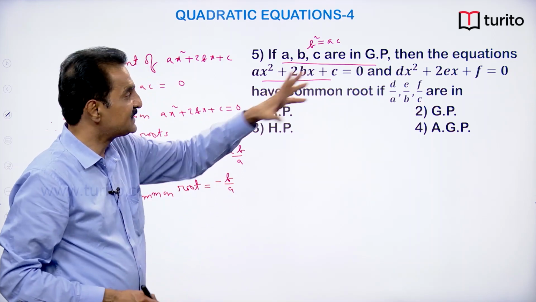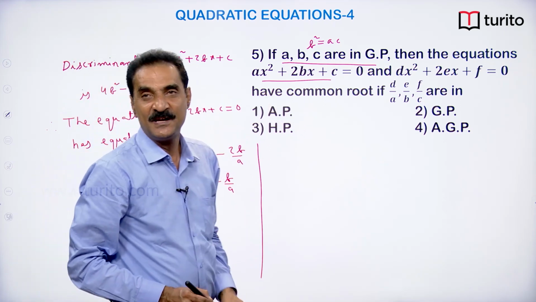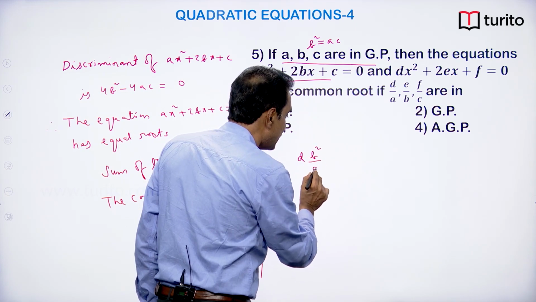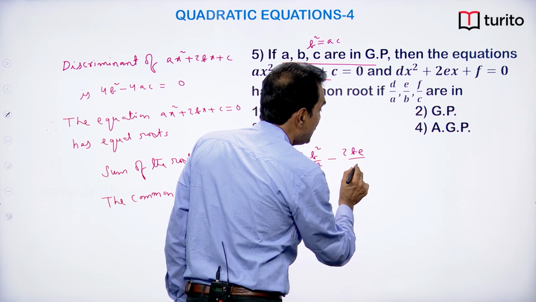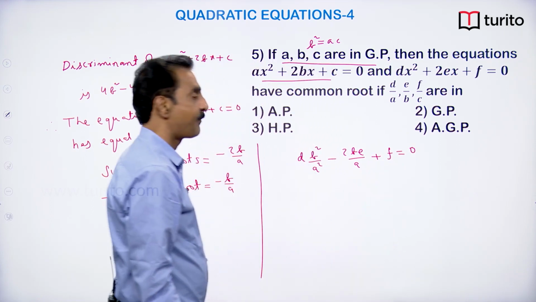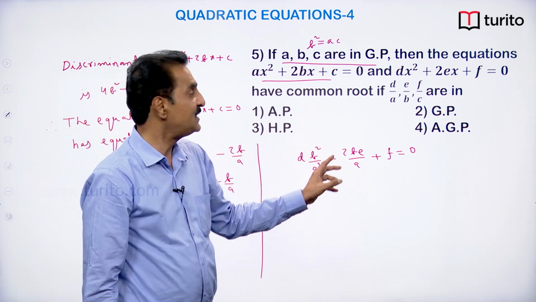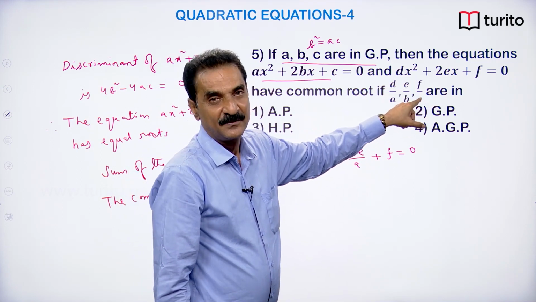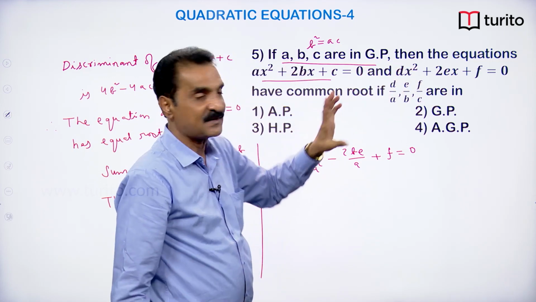I will substitute it in the second equation. Substituting minus b by a, what will we get? d into b square by a square minus 2be by a plus f is equal to 0. Now, we have to carefully modify this equation into some relation between d by a, e by b, f by c. If we get a relation between these three, then we can identify the answer.